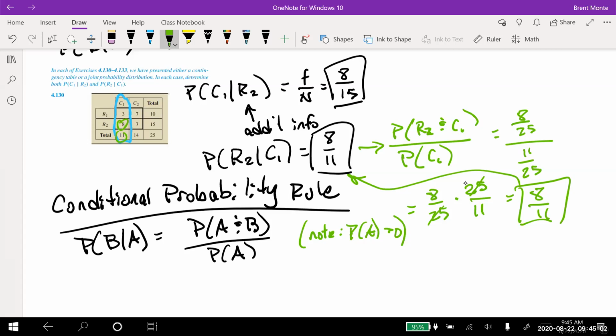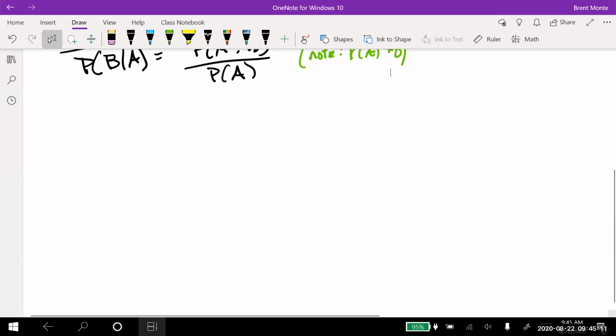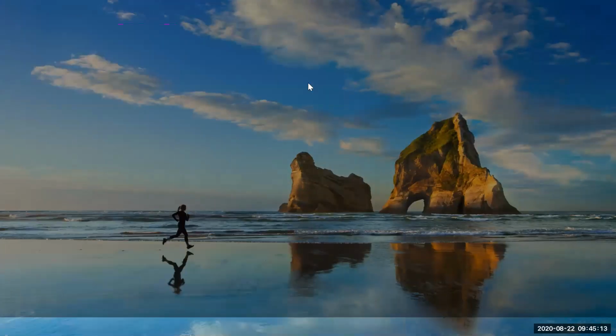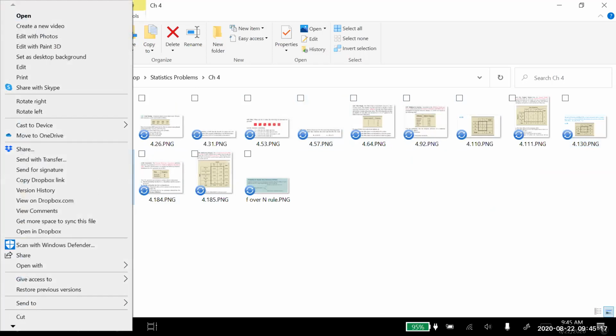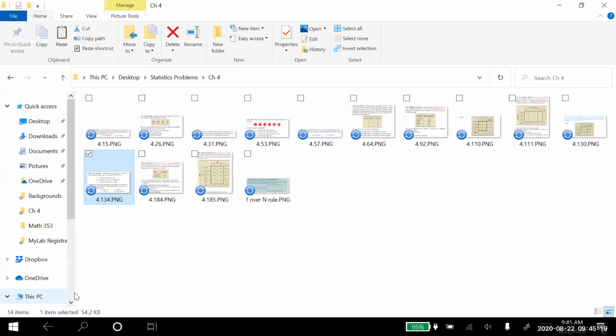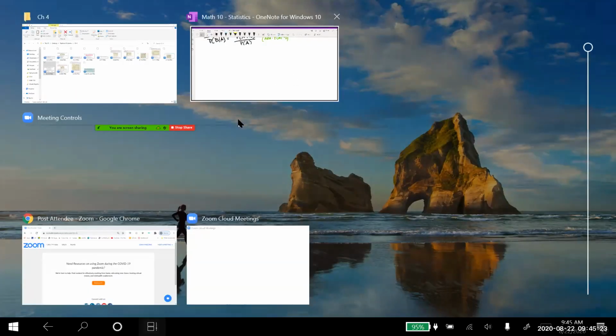But now what I want to do is look at another problem out of the book. We're going to look at problem 134. So let me move this up so we have room, and I'll go grab it. As you see, we're kind of just zipping through these problems, which is nice. Hopefully you'll be zipping through these problems when you're doing your homework.